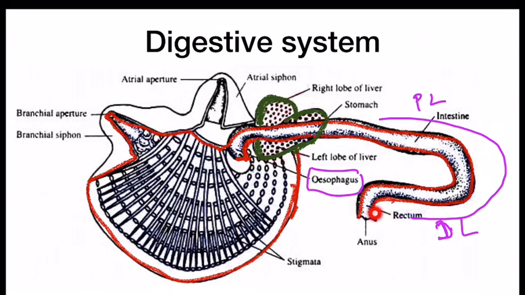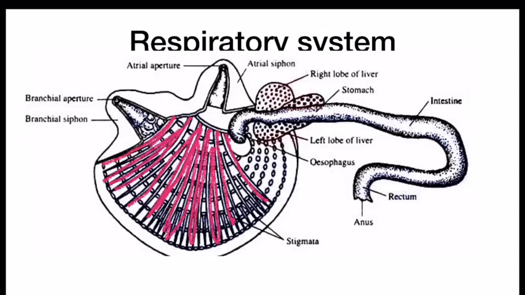Then the rectum is the terminal part of the digestive system, and it opens into the atrium by the anus. Then that atrium opens outside of the body through the atrial aperture, which is present on the atrial siphon. So this is how the digestive system of adult urochordate is arranged. So next let us see the respiratory system of the adult urochordate.